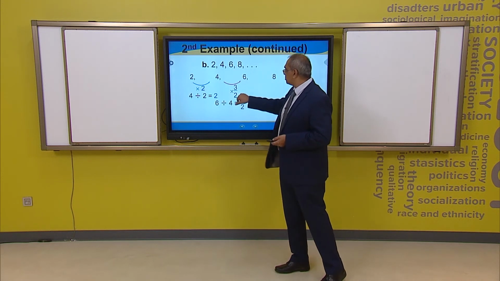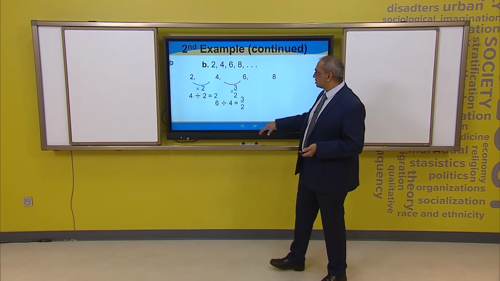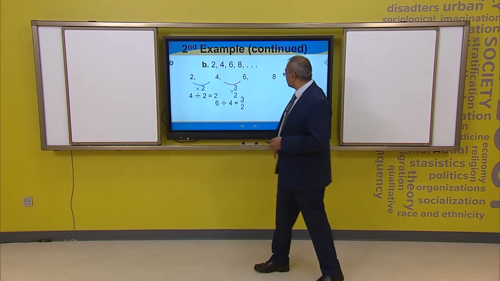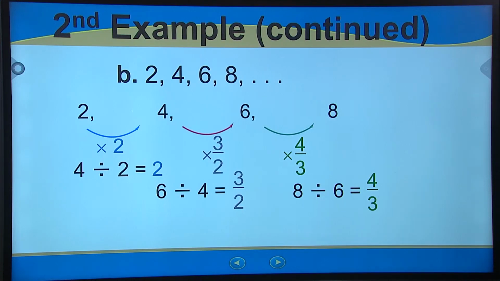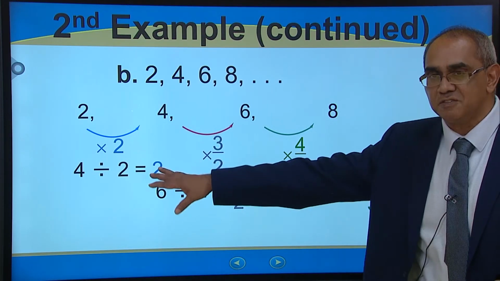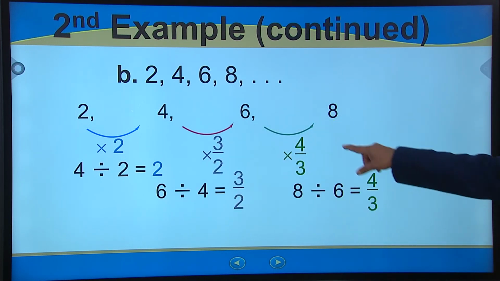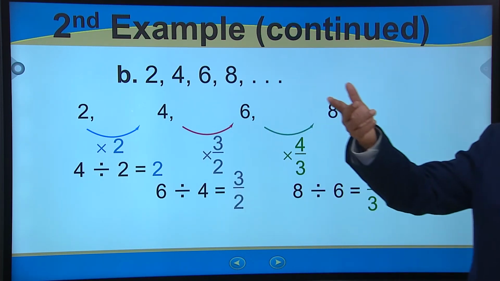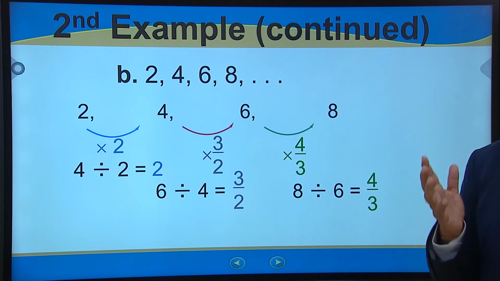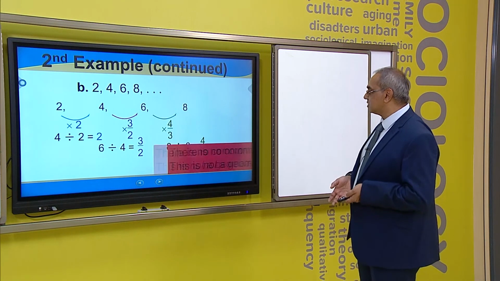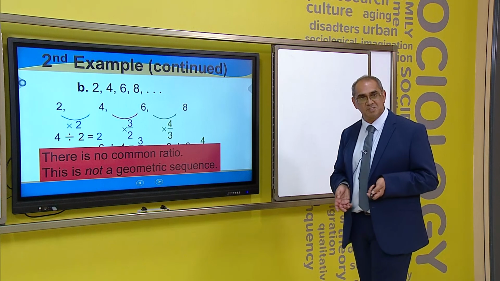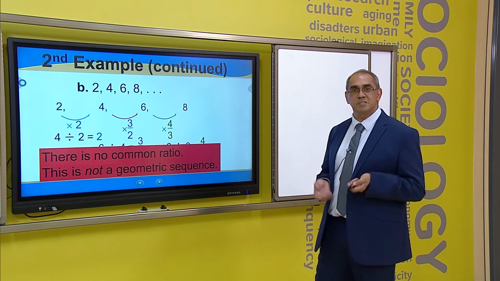So 6 divided by 4 is 3 over 2. Not good. 4 divided by 2 is 2. And 8 divided by 6 is 4 over 3. So I've got 3 very different ratios. These are what? Ratios. So you hear that word coming in. All right, so 3 very different ratios, which means that this is not a geometric sequence. Okay, so that's how we test it.